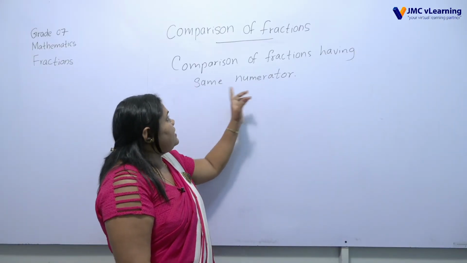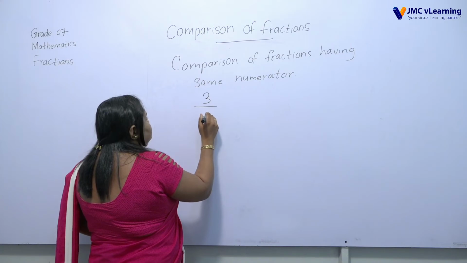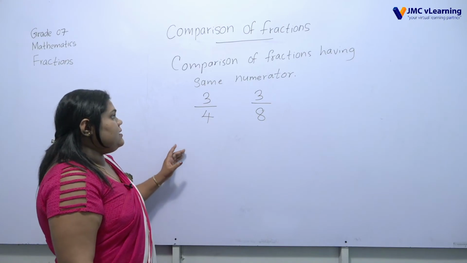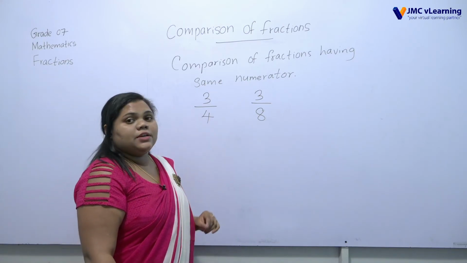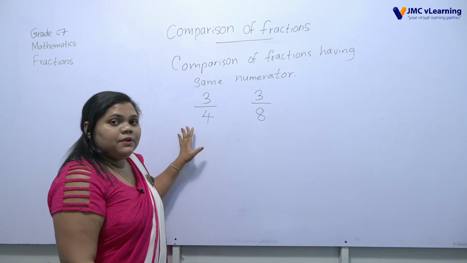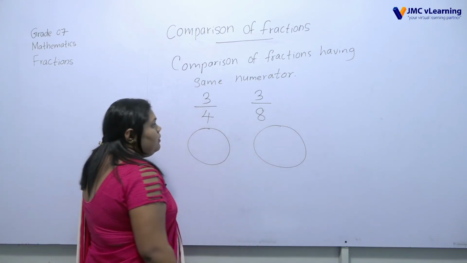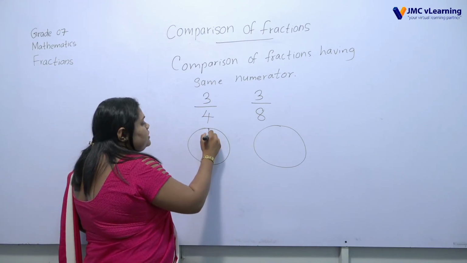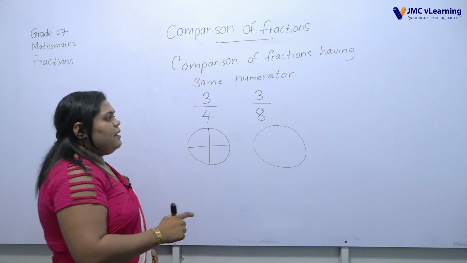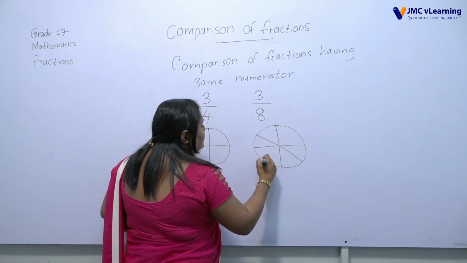Comparison of fractions having same numerators. Now if I write like this, can you understand this? 3 out of 4 and 3 out of 8. To explain this fraction, I will use circles. Okay children, now I want to divide this into 4 equal parts. This one I have to divide into 8 equal parts.